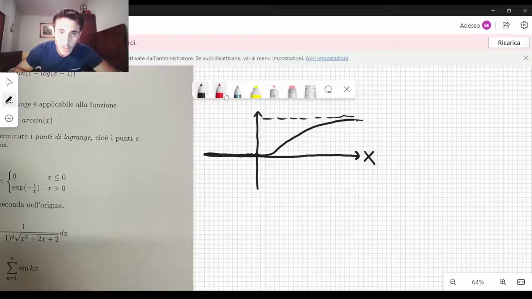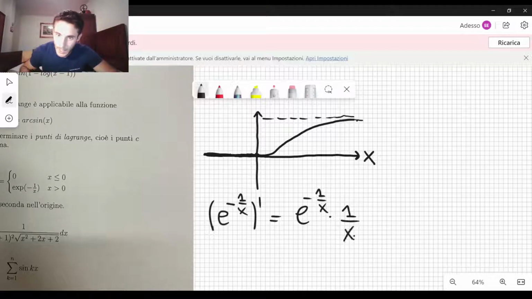We need to show that the first derivative at the point x equal to 0 and the second derivative exist, and they are equal to 0, because that's the only possible value that they can have. And this will be very easy to show. Why? Well, because let's take the derivative of the exponential function. So the derivative of e to the minus 1 over x. This is what we want to calculate. This derivative is simply equal to e to the minus 1 over x times 1 over x squared.